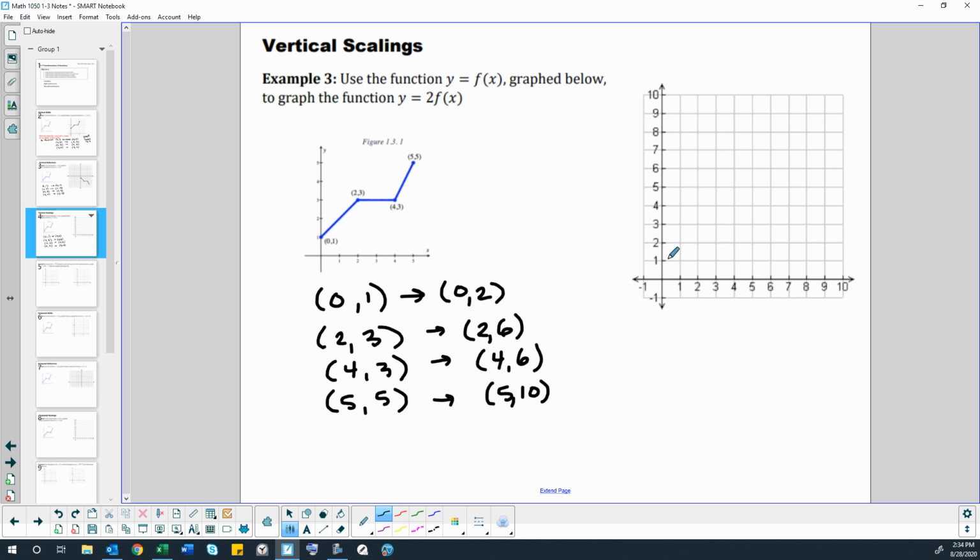So here's our new points. So we have a point at 0, 2, we have a point at 2, 6, we have a point at 4, 6, and we have a point at 5, 10. Connect the dots. Hopefully you can see the result. We have the same basic shape, but it's sort of skinnier. If you look at the overall picture, it's a skinnier version of the function as it was given.